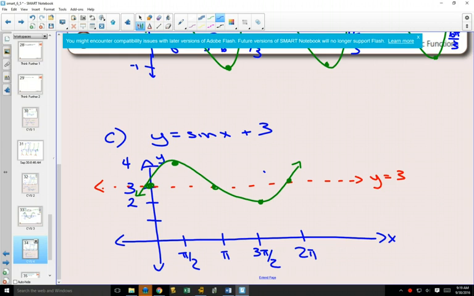So for these ones, we're going to start by graphing our center line, use our center line and our amplitude to find our maximum and our minimum, mark out your period, and then go from, because it's sine, center to maximum, back to center to minimum, back to center.